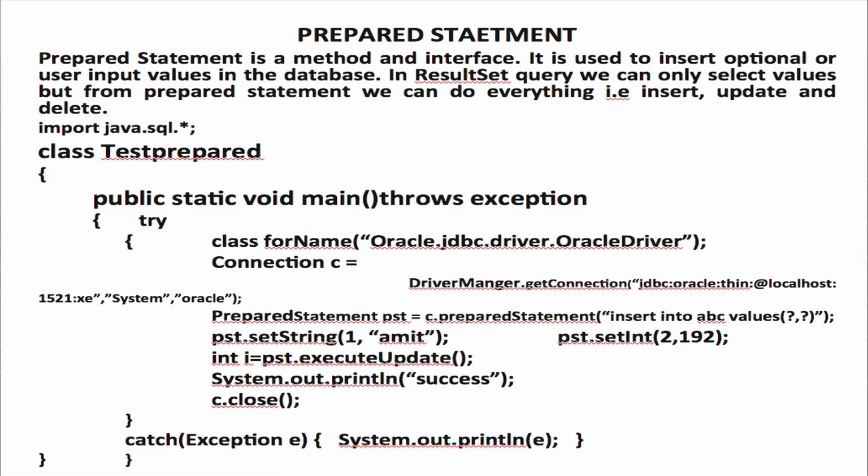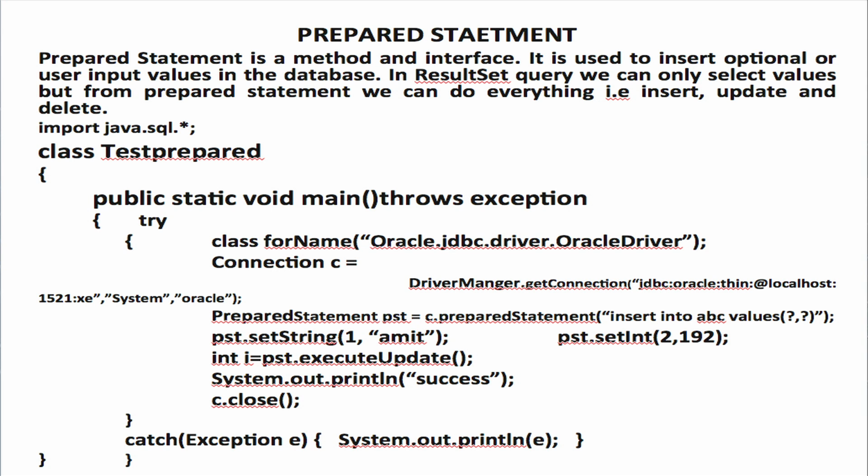So this is another example. See the class test prepared and public static void main throws exception. Suppose any error is there, then it will automatically throw the exception. So the try block is there, Class.forName Oracle, we are connecting with Oracle, oracle.jdbc.driver.OracleDriver. Then Connection c equals DriverManager.getConnection.